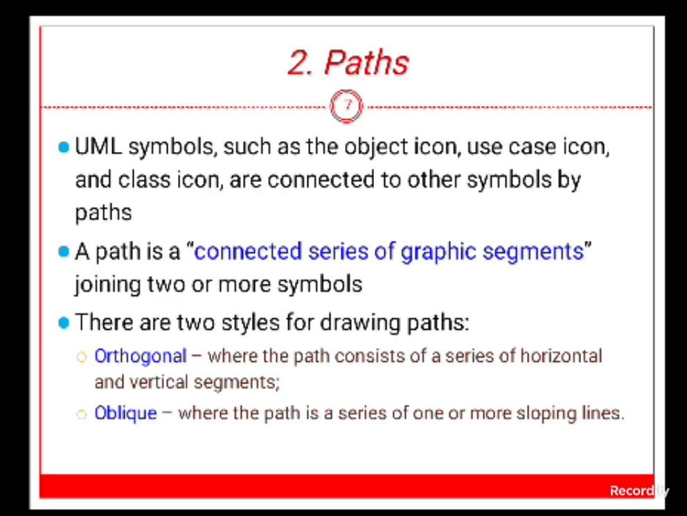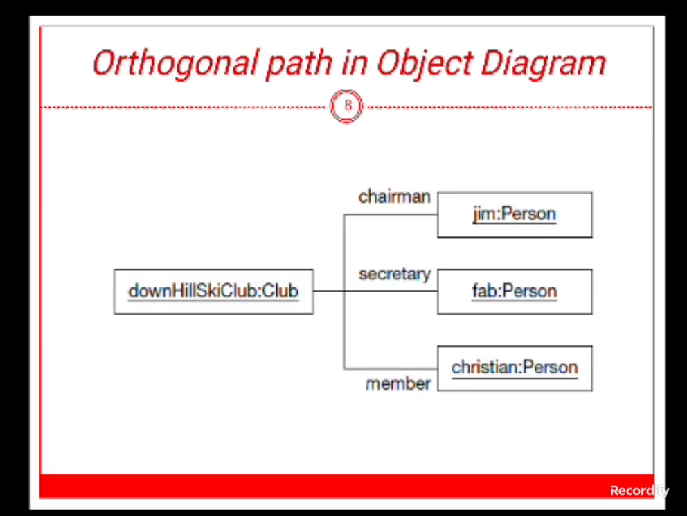So orthogonal path in object diagram. This slide shows an orthogonal path. It consists of horizontal and vertical line segments. This style makes UML diagrams neat, organized and easy to understand.